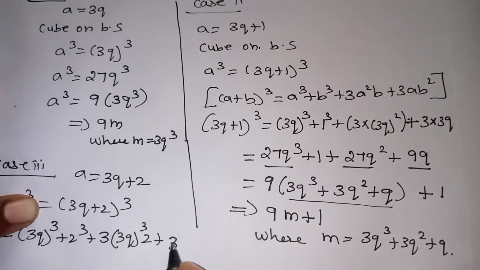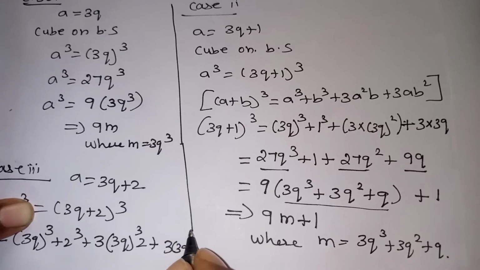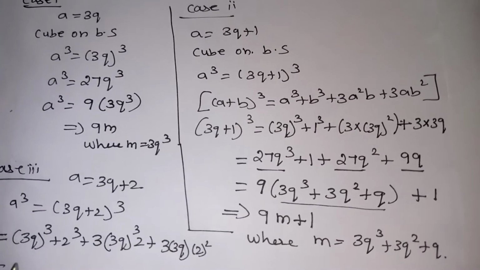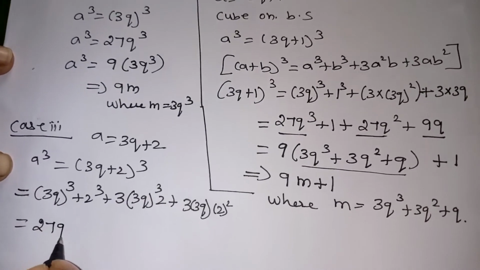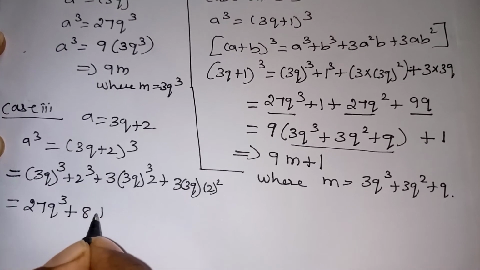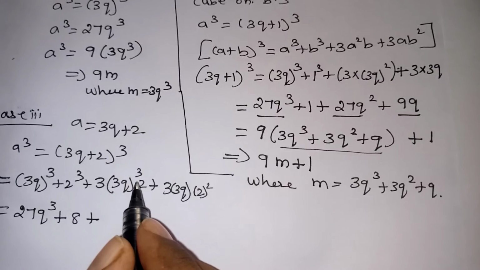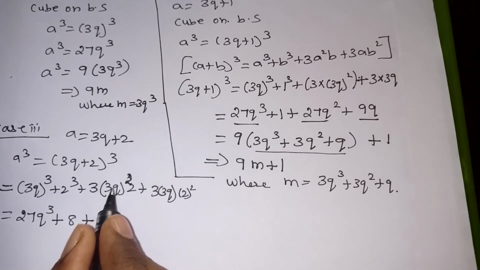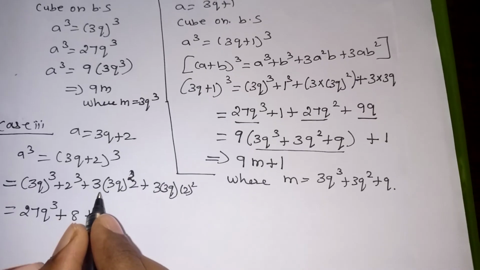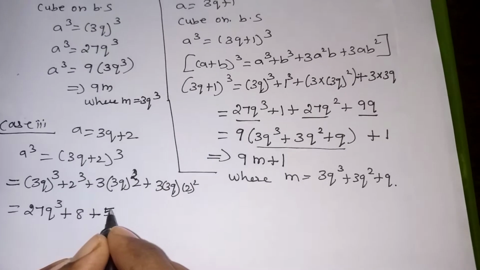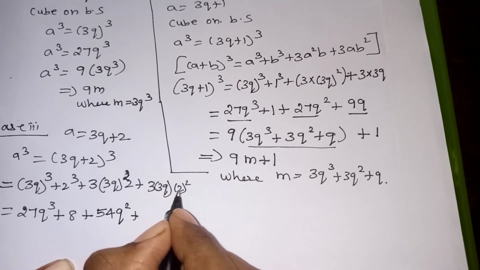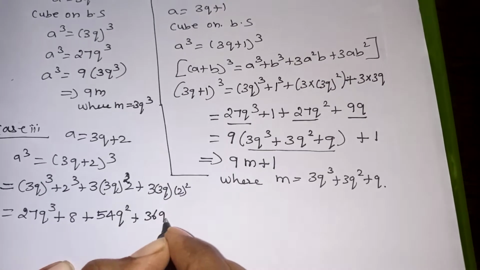So 3a and b squared, here what is my b? 2. So 2 squared you should write. So here 27q cube plus 8 plus here, again this one, 2 squared is 4, 9 3s are 27, 27 into 2 will be 54 q squared, plus here 3 3s are 9, 9 4s are 36q you should write.